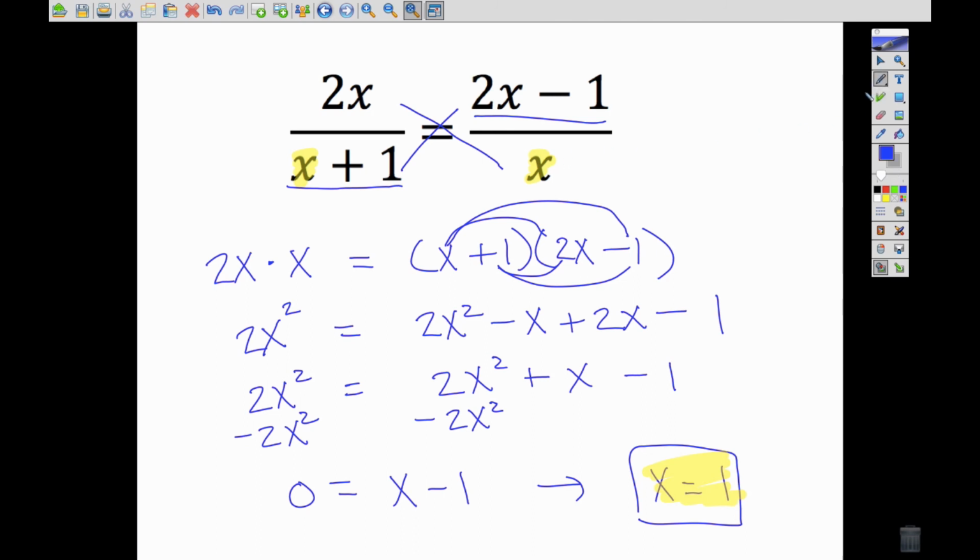The problem would be if we had gotten x is equal to negative 1, and then negative 1 plus 1 would be 0. That would be no good, so we wouldn't be able to use that solution. But in this case, our solution of 1 is fine, and we are done solving that equation.